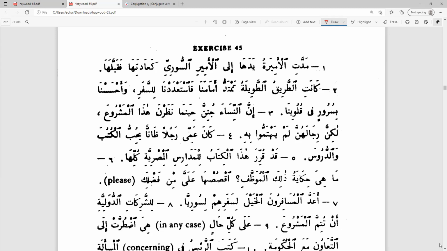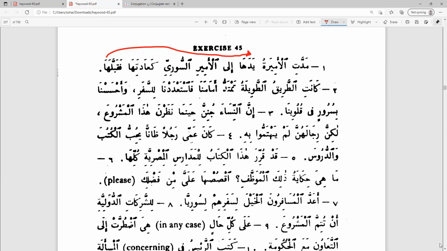So ha normally goes back to yad, and body parts that occur in pairs are normally feminine. So the princess stretched her hand to the Syrian prince as a custom, and he kissed it.